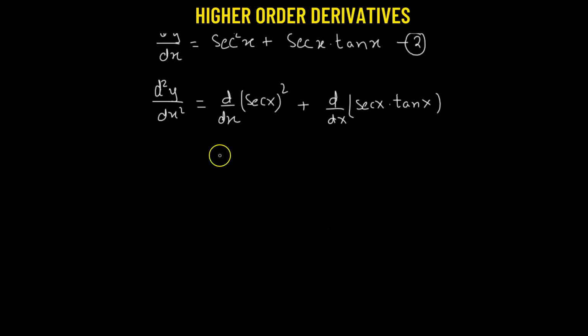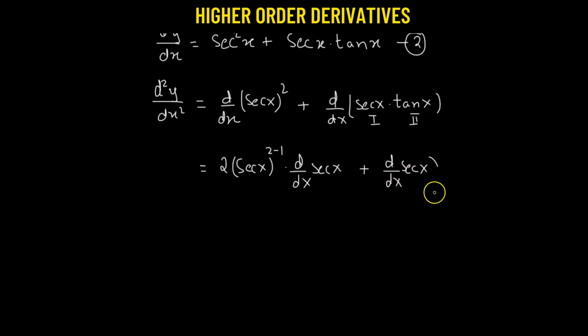So let's obtain the value. This will be equal to 2 times secant of x raised to the power of 2 minus 1 multiplied by the derivative with respect to x of secant of x. So here we have applied the chain rule. Plus, we'll consider secant of x as the first function and tangent of x as the second function. So we have the derivative with respect to x of the first function, which is secant of x, multiplied by the second function, plus the first function, which is secant of x, multiplied by the derivative with respect to x of our second function, that is tangent of x.